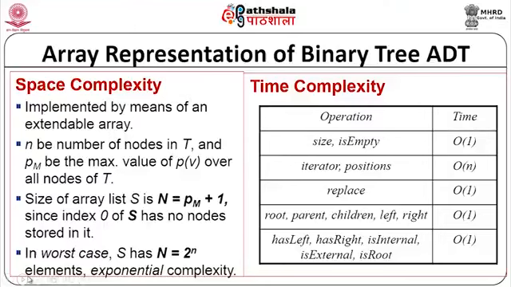N is the number of nodes in T, and P of v is the maximum value of P of v over all nodes of T. The size of the array will be P of M plus 1, and since 0 to S has no nodes stored in it, in the worst case it will be 2 to the power n. So, time complexity: size, is empty is 0 1; iterator and positions is 0 n, because you have to go through the complete array; replace is 0 1. All other operations, root, parent, children, left, right, has right, is internal, is external, is root, everything is 1. Only thing, the array size is very large.